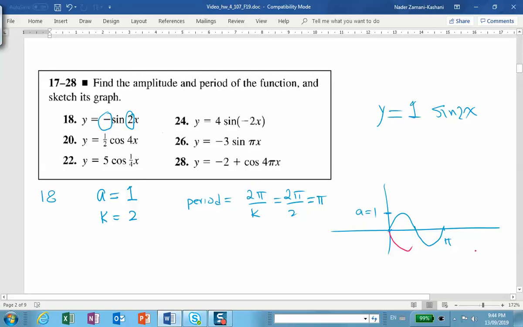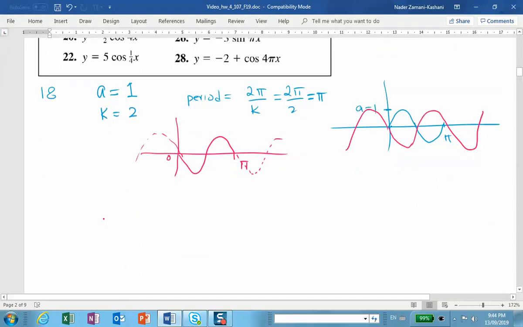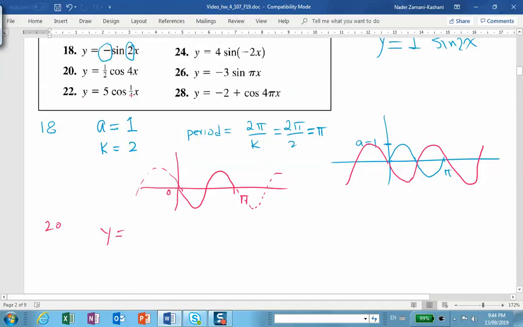Okay, let me draw it here. How about that? 0 to pi, okay, like this. And then it repeats. Okay, so that takes care of number 18. Let's go ahead and do number 20. Let me write it here. So y is equal to 1/2 of cosine of 4x. 1/2 of cosine of 4x.